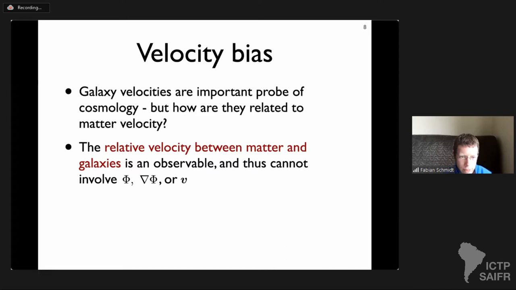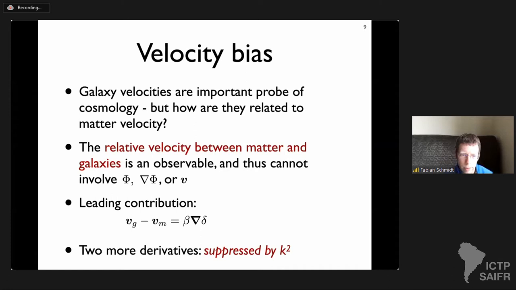the leading contribution to velocity bias, so the difference between galaxy and matter velocities, I'm not going to go through this. Apologies that I'm using V here. I think this was imported from other slides, so it should be U, okay. Sorry about that. So the leading contribution is, so this is a vector, right? So we need some kind of vector, and it turns out that it's something like the gradient of the density field times some coefficient beta that we don't know. But the key point is that the gradient of delta has two additional derivatives relative to the equation for the velocity itself. So in other words, these velocity bias effects are suppressed by k squared in Fourier space. They're basically similar to this effect of sound speed type corrections that we encountered before.